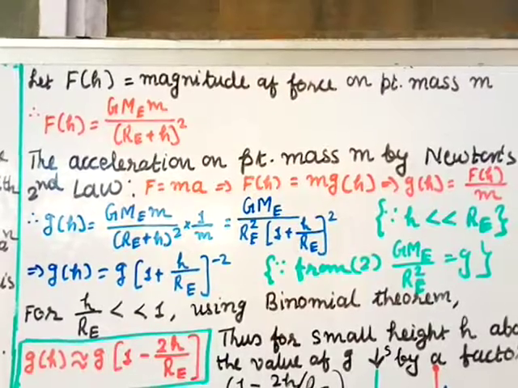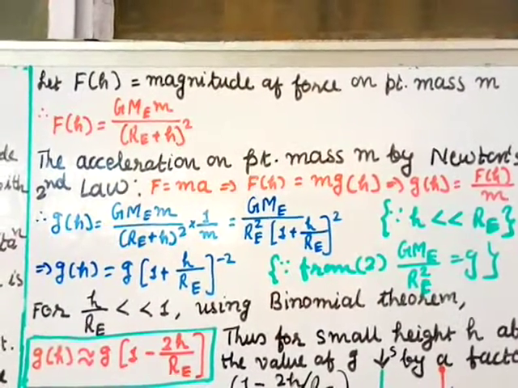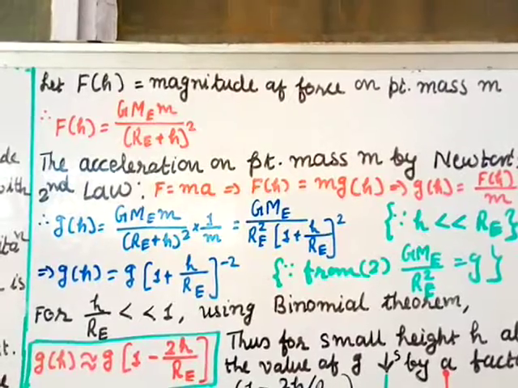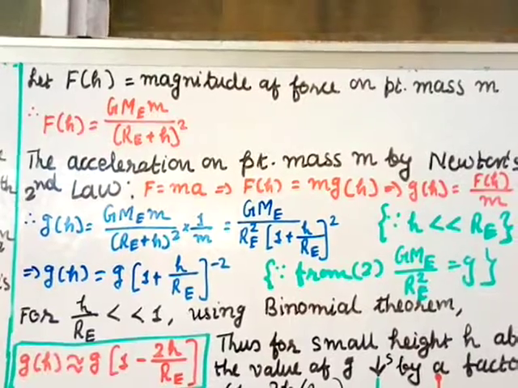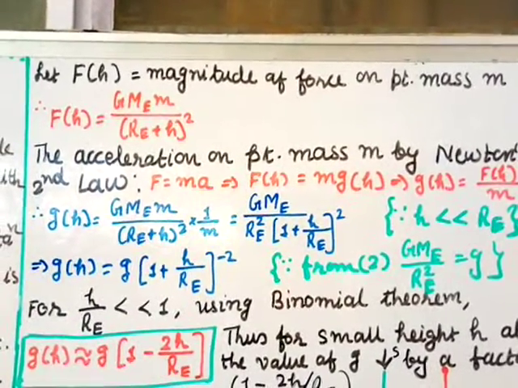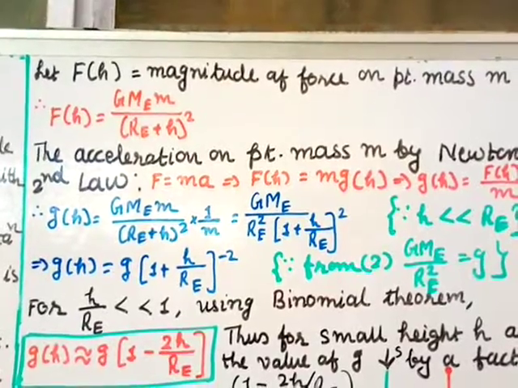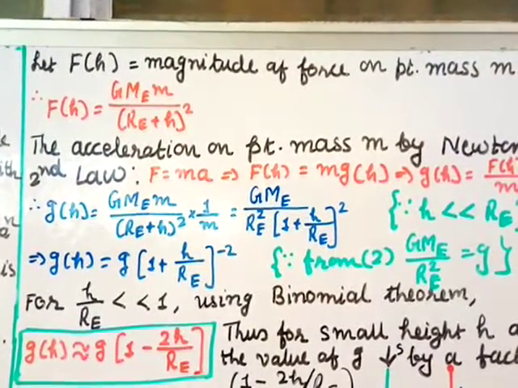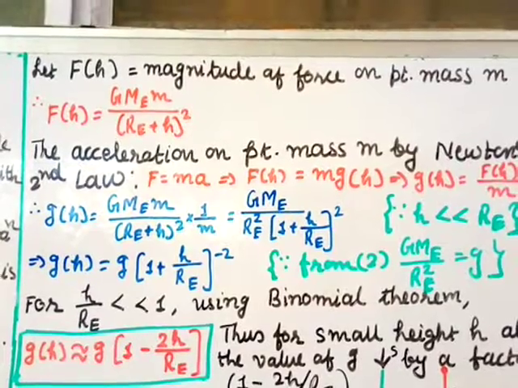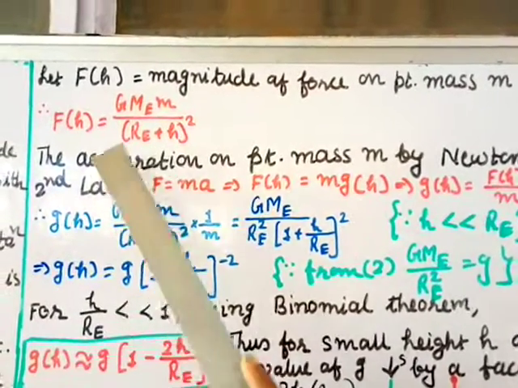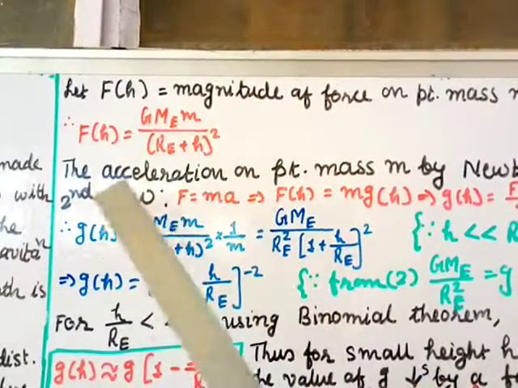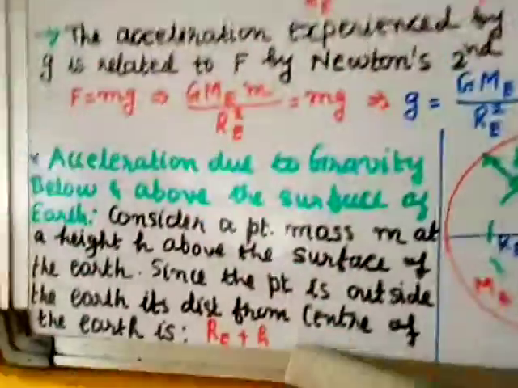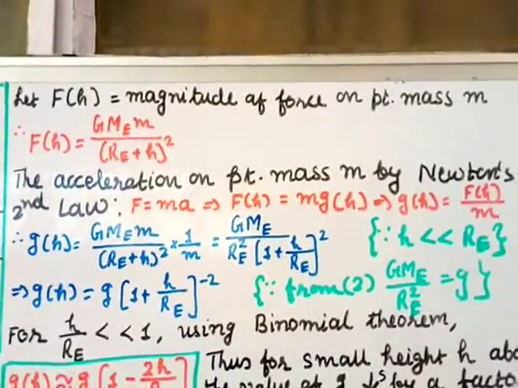Then we know by the formula of gravitational force that F is equal to G m1 m2 by r square. That is, the gravitational force between the two masses m1 and m2 is equal to the product of the masses and inversely proportional to the square of the distance between them. Here the mass of the earth is Me, the mass of the object is m, and the distance is Re plus h, so I write here G Me m divided by Re plus h whole square.